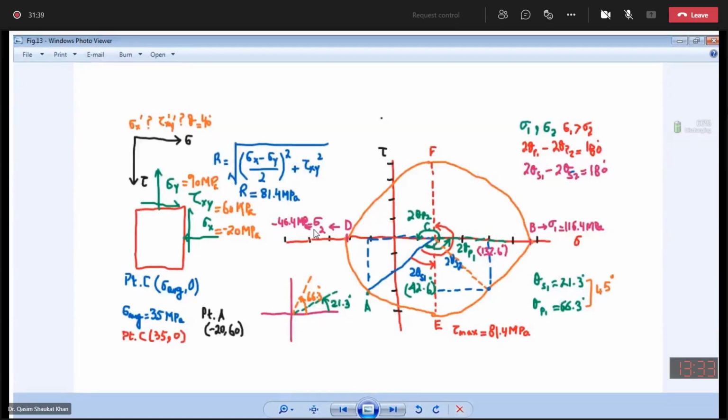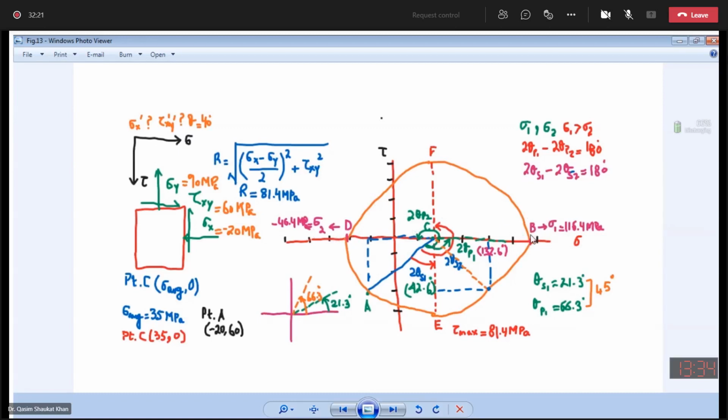This is designated sigma 2, and its value will be 35 minus 81.4. So what value are you getting? 46.4. Minus 46.4. So this point represents B. This point is D. B is the major principal stress. D is the minor principal stress.